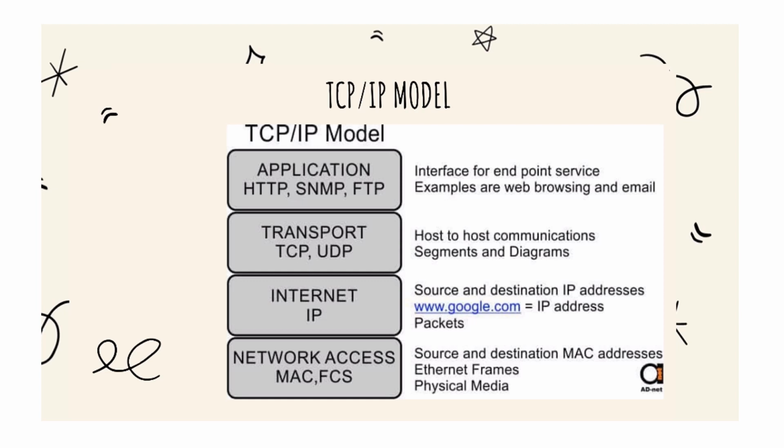One is we call network access. Okay, so of course dia ada physical address. Dia akan ada Ethernet frames dan juga physical media di sini. Dan bila dia pergi the next layer, we call it the internet layer.